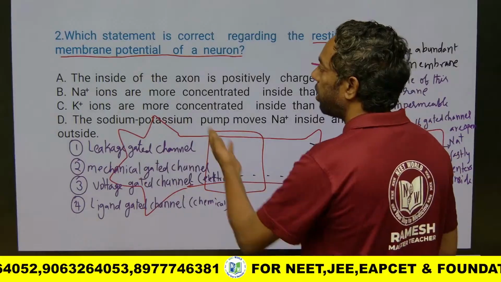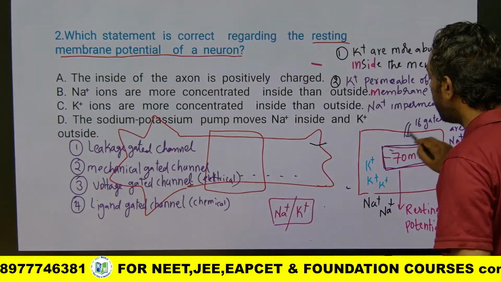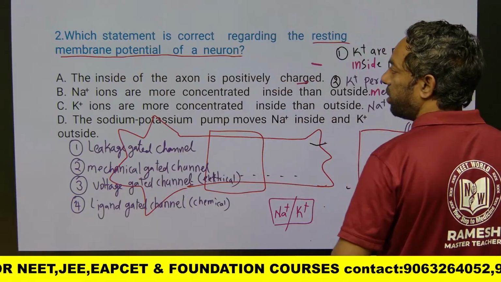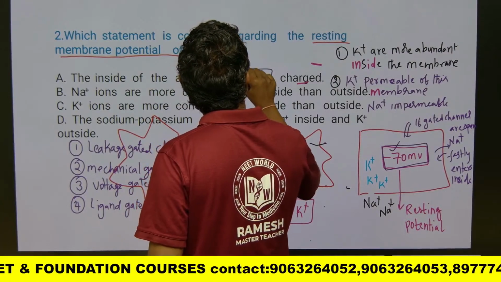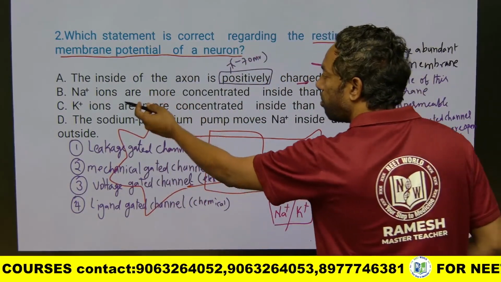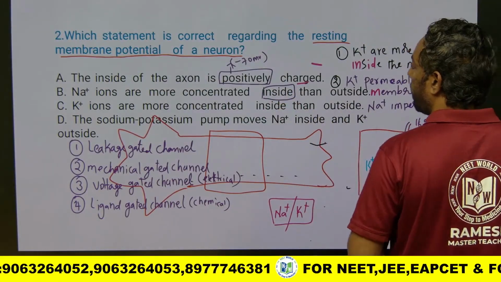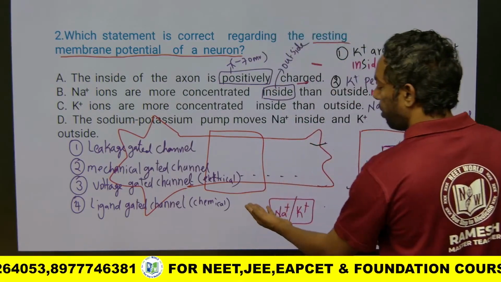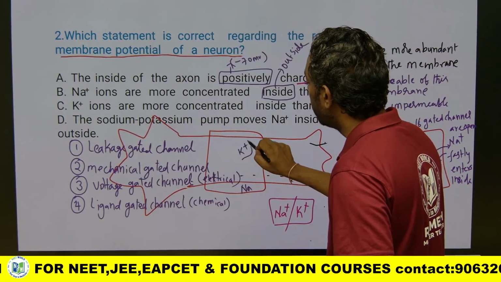So which statement is correct regarding the resting membrane potential of a neuron? The resting membrane potential is minus 70 mV. Is the inside of the axon positively charged? No, it is always negatively charged, minus 70 millivolts. Are sodium ions concentrated inside rather than outside? No, sodium ions are outside the membrane, and potassium is inside.